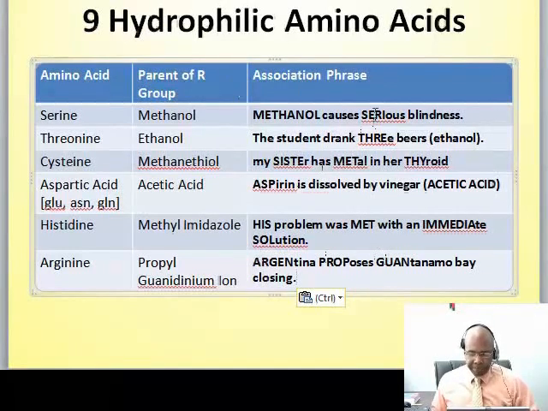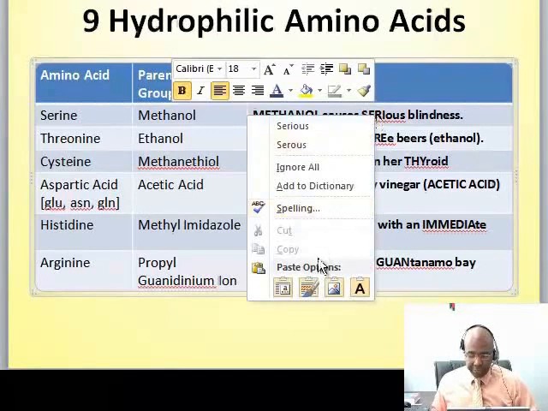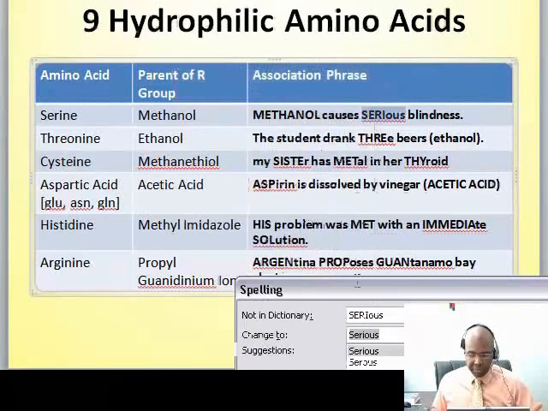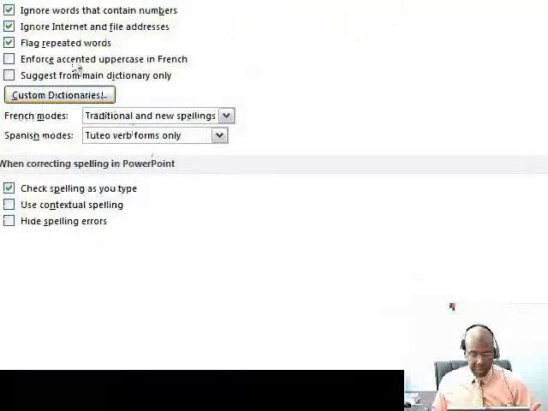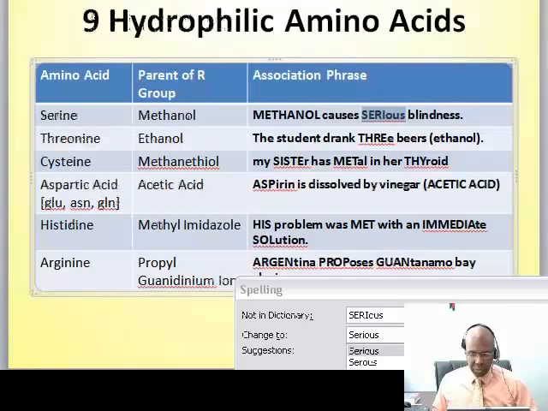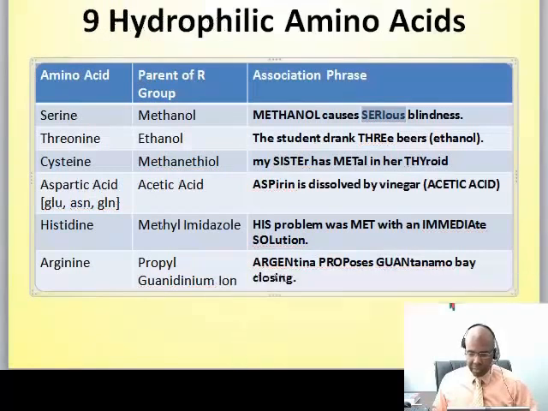And so these are, well, I can just turn spelling off. Let me see if I can turn spelling off here. Ignore. Okay. Maybe it'll turn all the spelling off. Very good. Close. And so, there we are. Our 9 hydrophilic amino acids. And that concludes this lecture.